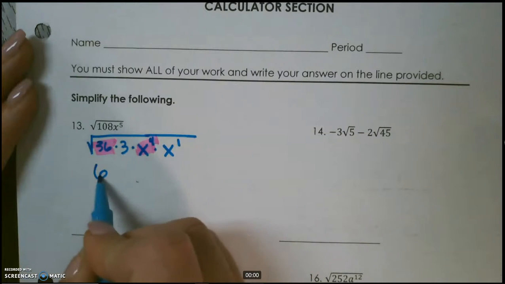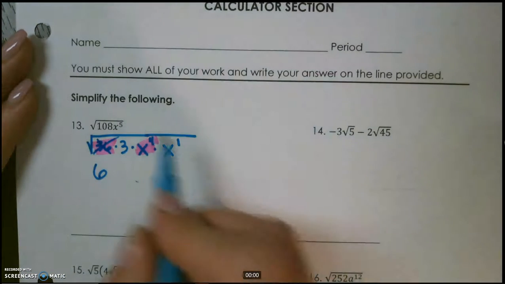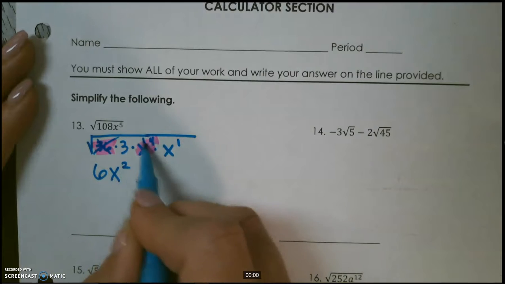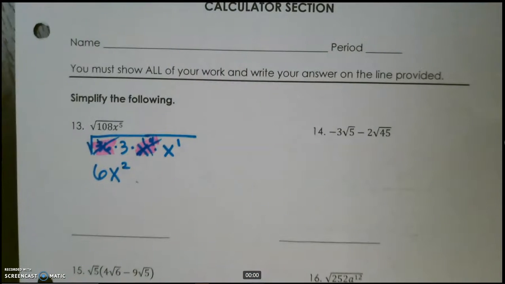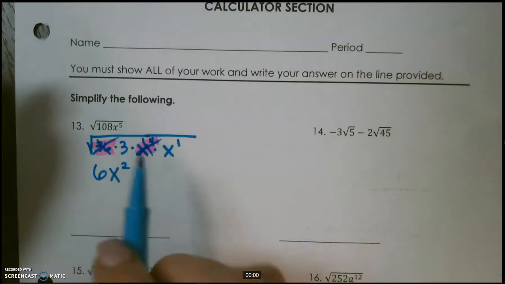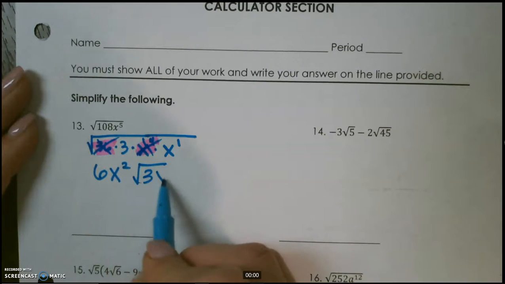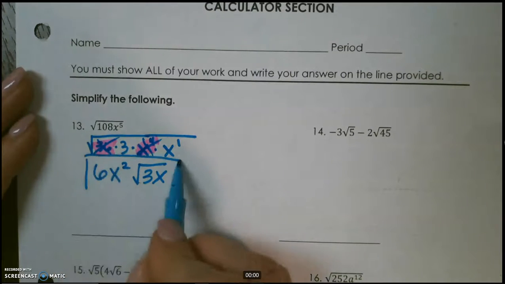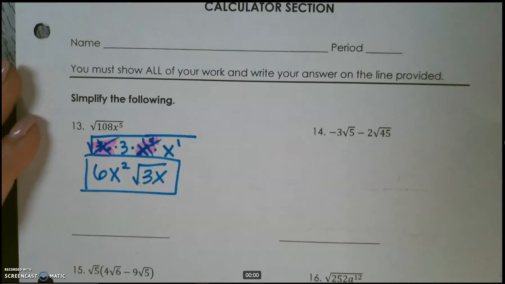The square root of 36 is 6, so that's done. The square root of x to the 4th is x to the 2nd. Remember that when you're taking the square root with this exponent, you're just dividing the exponent by 2. And what's left underneath? A 3 and an x. And that would be my final answer.